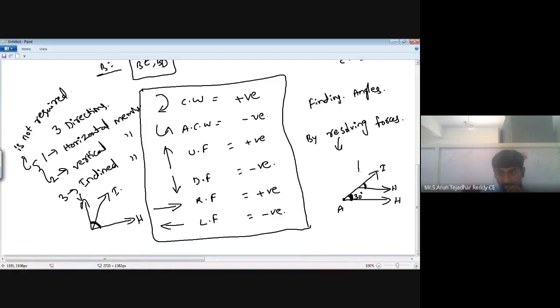Remaining is the vertical. So here, 30 degrees. So like that we have to resolve the forces. And one more example, on the left side. So this is your next example.